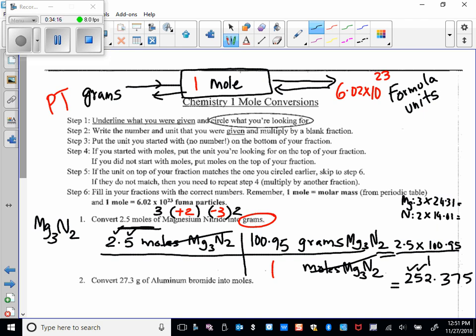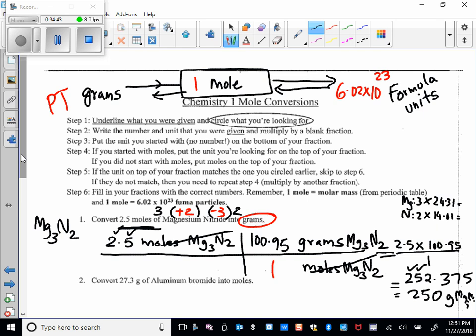Nancy, you tried to say something. Come on. Very good. 250, but without a decimal point. That makes it how many significant figures? 2, no decimal point. Grams of Mg3N2. Are we good? Do we understand this problem?